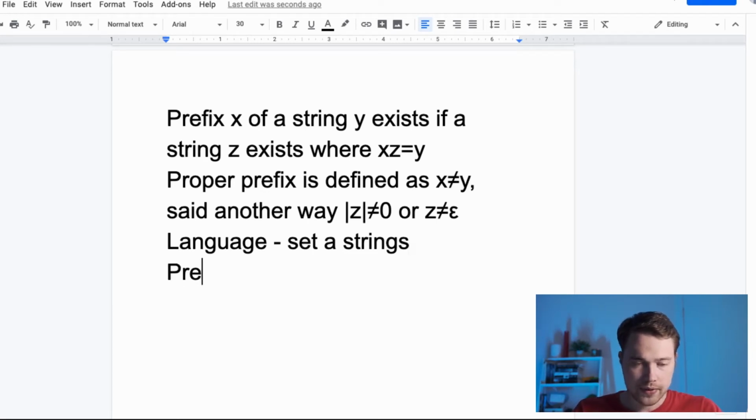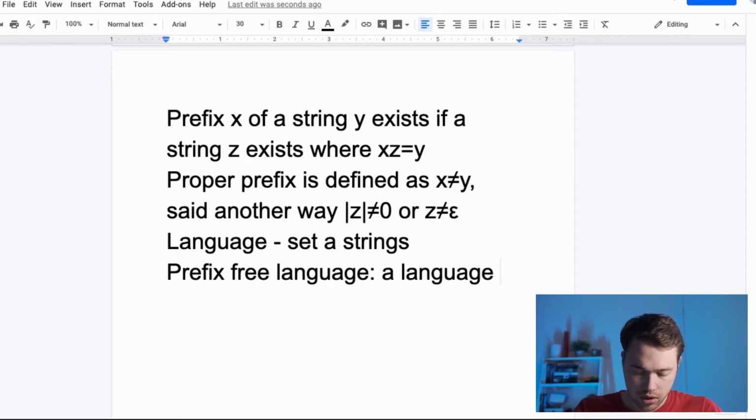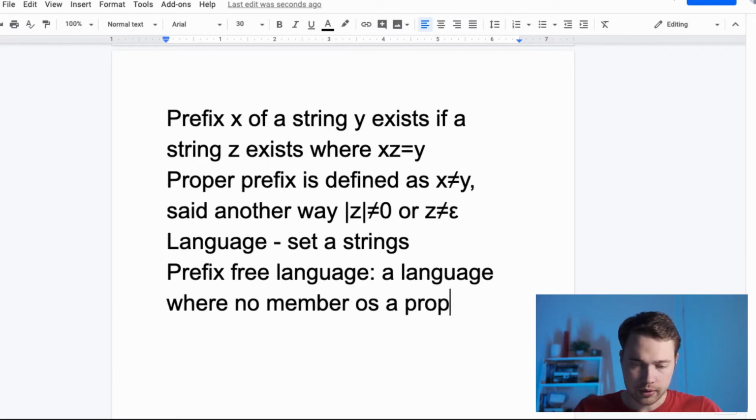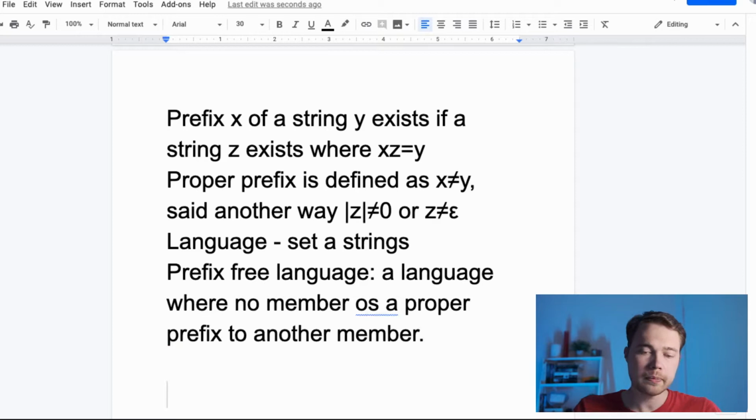Now, prefix-free language. Okay, what is that? You're probably curious to know. That is a language where no member is a proper prefix of another member. Okay.